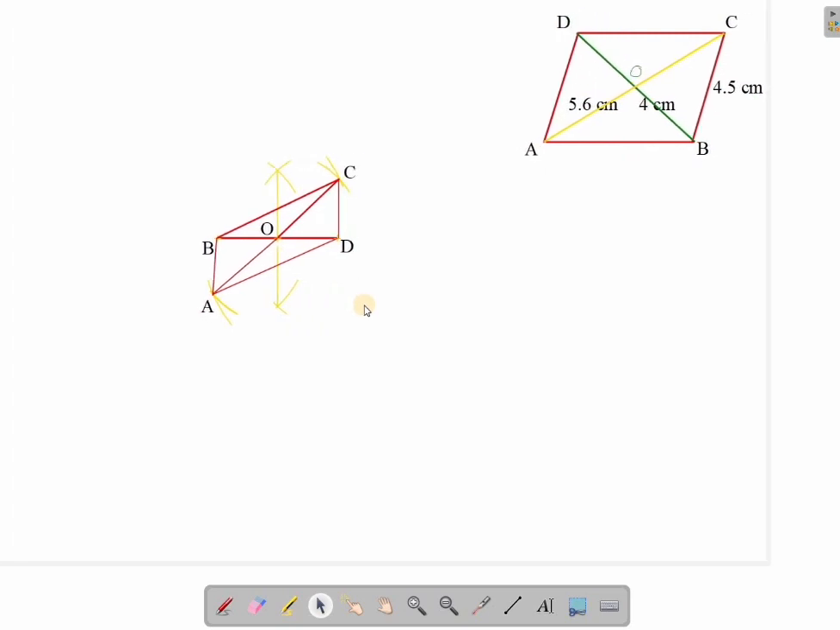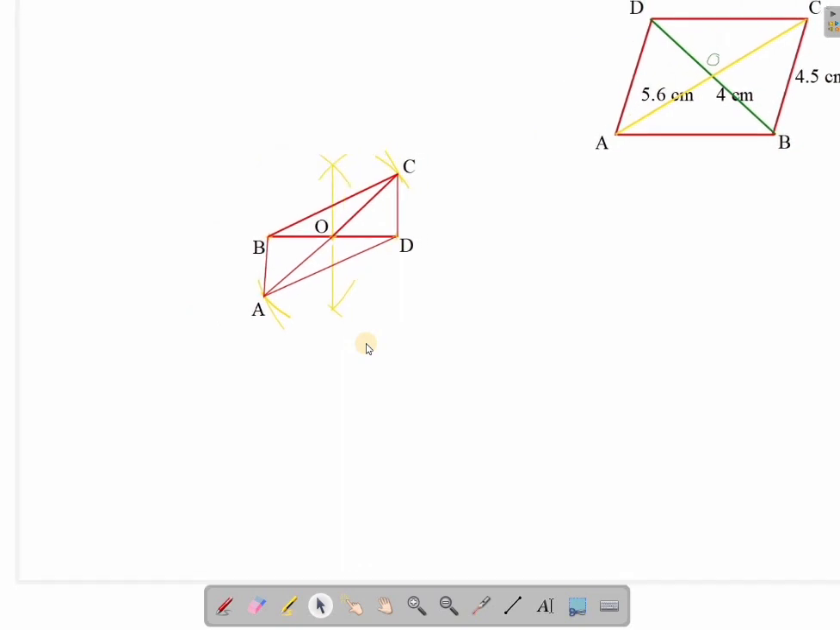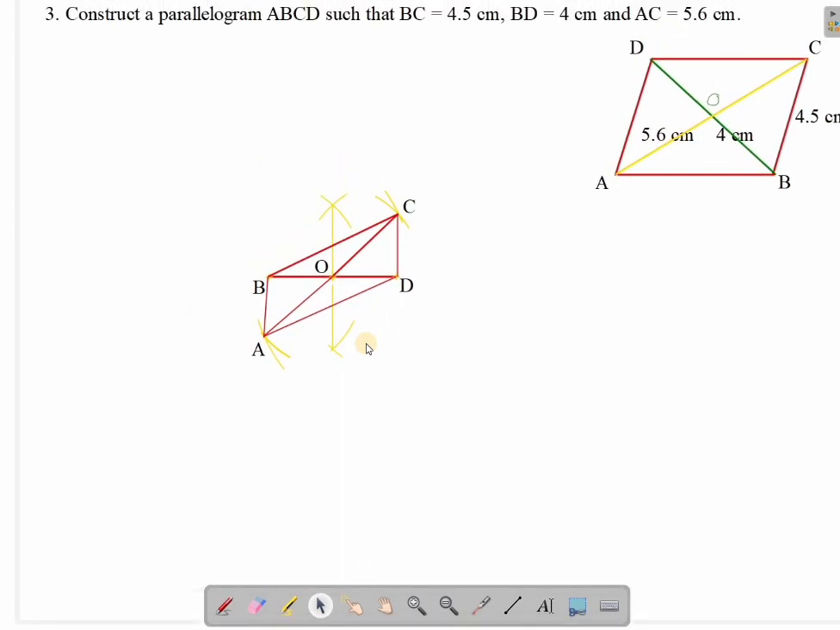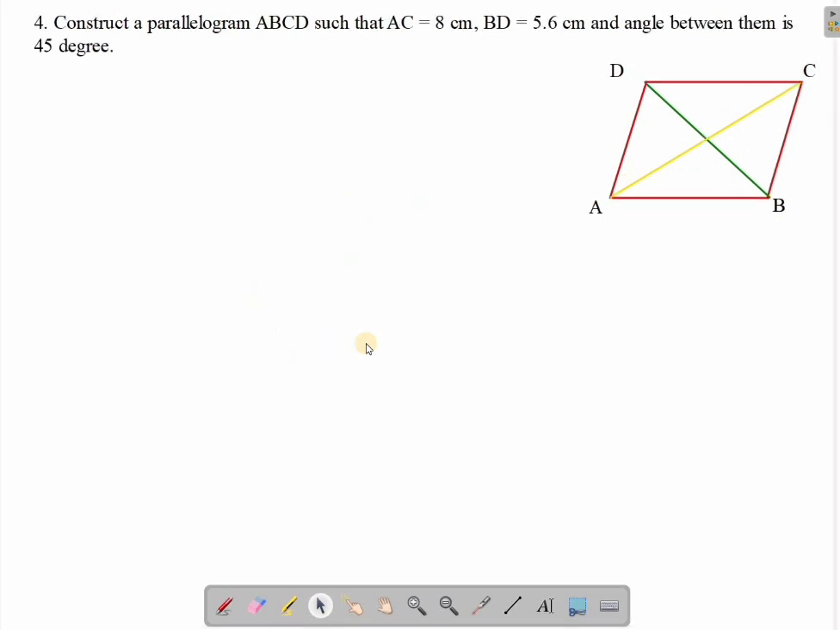Okay, I hope you have understood, because the same thing will be used in the next construction as well. So keep that in mind. So let's see the next construction. So here is your next question.